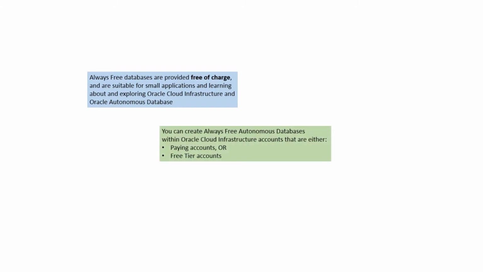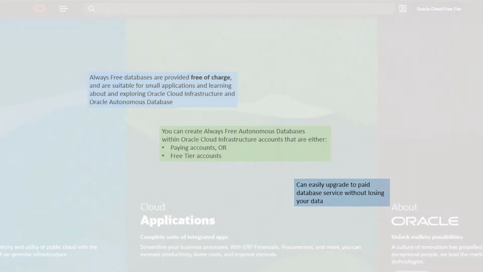You can create always-free autonomous databases within Oracle Cloud Infrastructure accounts that are either paying accounts or free tier accounts. Note, free tier users can create and use free databases during their initial trial period and after the trial has ended, up to the allowed limits for free databases. Also, you can easily upgrade an always-free autonomous database to paid service in a single click. This upgrade to paid path preserves your stored data and enables expanding your database resources for higher performance and scalability.